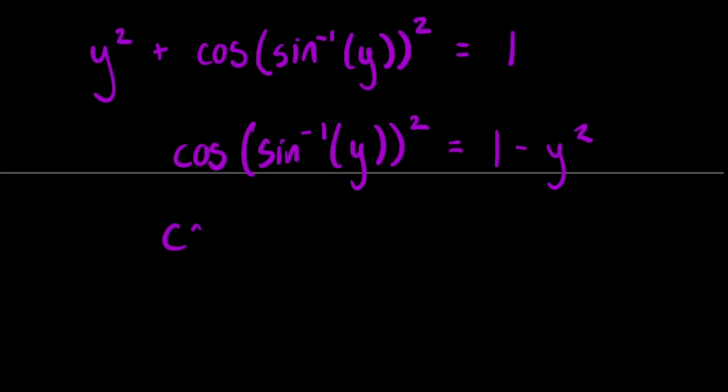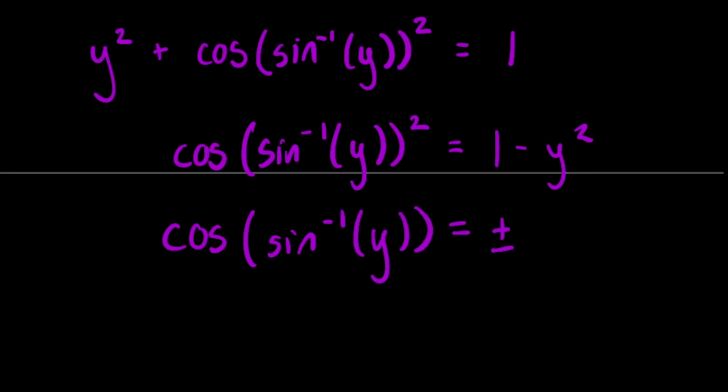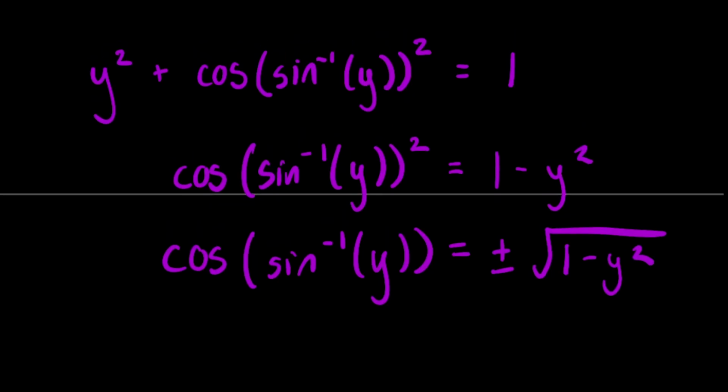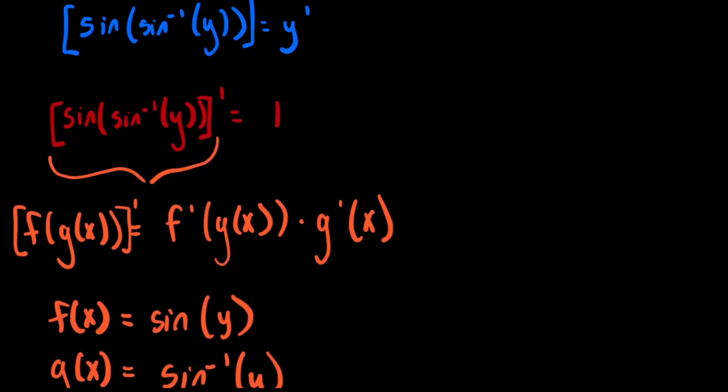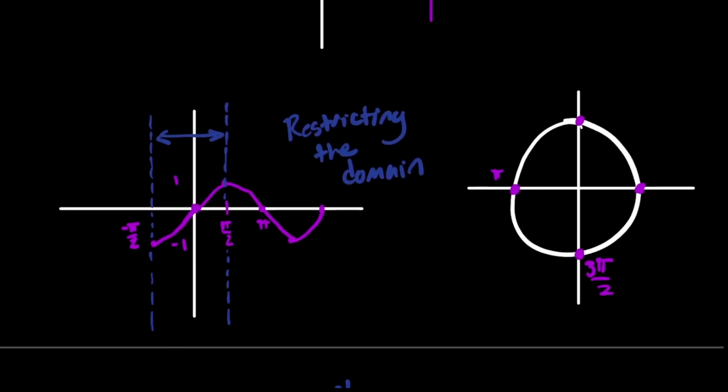And then we can say cosine of inverse sine of y is equal to plus or minus the square root of 1 minus y squared. Now, this is interesting because we don't know whether this is going to be plus or minus, but you'll recall that at the beginning of this problem, we restricted our domain from negative pi over 2 to pi over 2.